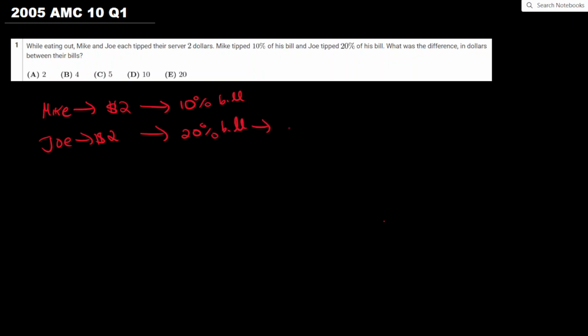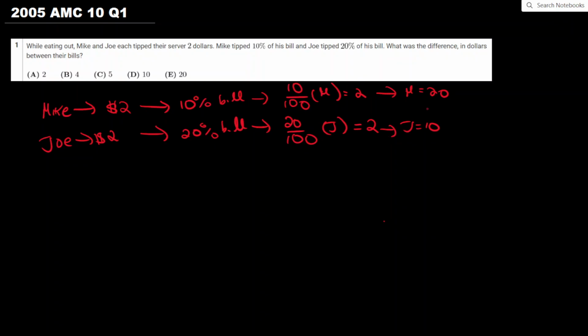So this equation becomes 20 over 100 times Joe's amount equals $2. And this one, 10 over 100 times Mike's amount equals $2. So you can solve on both sides. So multiply by 100, divide by 10. You get M equals 20, so that's Mike's bill. And then over here you get Joe equals 10, that's Joe's bill.